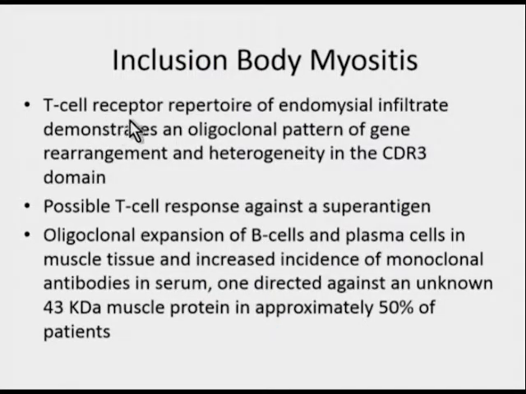The T cell receptor repertoire is expanded and shows an oligoclonal pattern and heterogeneity in the CDR3 domain, and this suggests a possible T cell response to a superantigen. However, there is also some oligoclonal expansion of B cells and plasma cells, and an increased incidence of monoclonal antibodies in the serum. In particular, there's one that's directed against an unknown 43 kilodalton muscle protein in about half of patients.